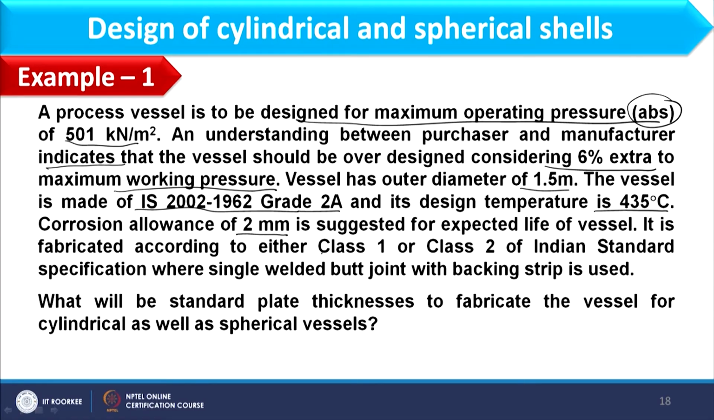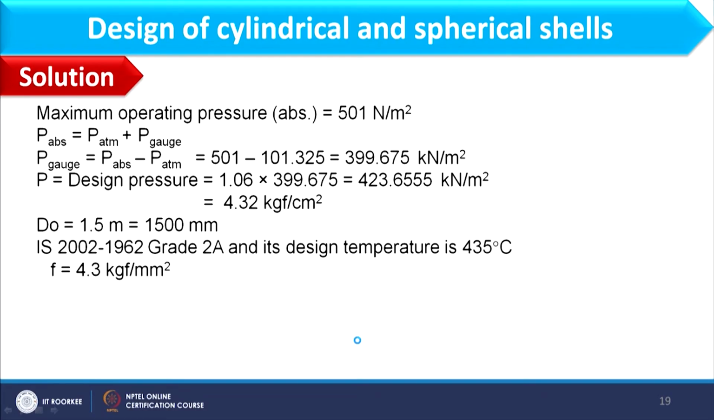Now, here we need to design the vessel for class 1 or class 2 of the Indian standard specification, where a single welded butt joint with backing strip is used. So, this information is given to extract the value of j for class 1 as well as for class 2. What we need to find is the standard plate thicknesses to fabricate the vessel for cylindrical as well as spherical vessels. So, let us focus on the solution of this.